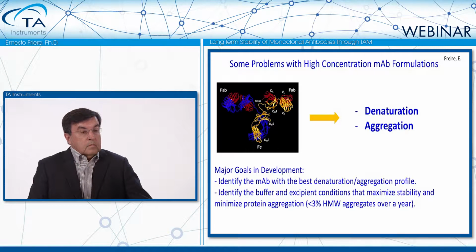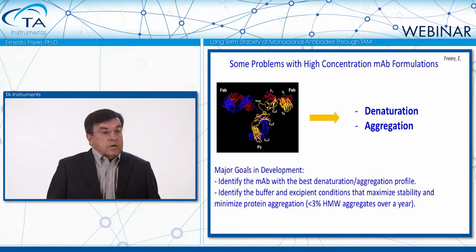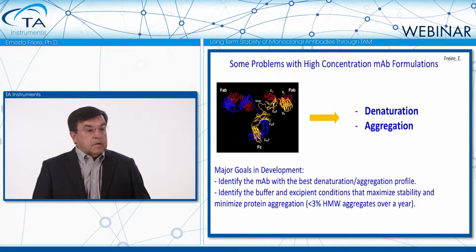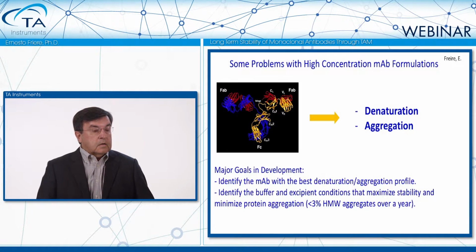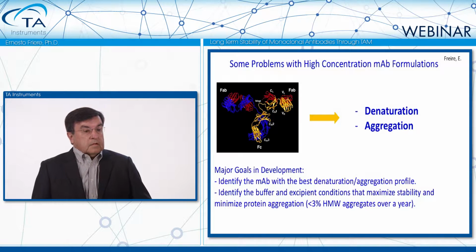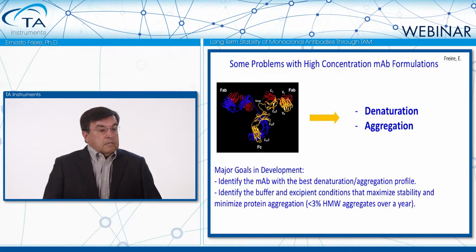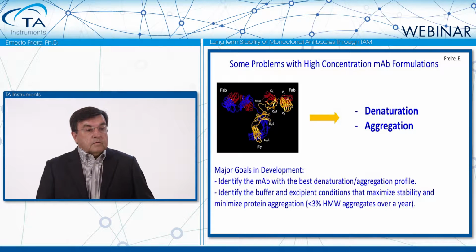Important problems like denaturation and aggregation that occurs at very high concentration. So there are two major goals in development, among others. One is to identify the monoclonal antibody that has the best denaturation aggregation profile, that is the most stable, and the one that has the smallest tendency to aggregate, and also to identify the buffer and excipient conditions that maximize the stability and minimize the aggregation of the biologic, or in most cases, the monoclonal antibody.